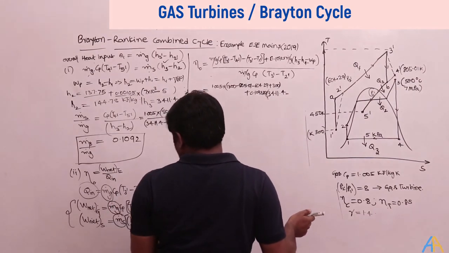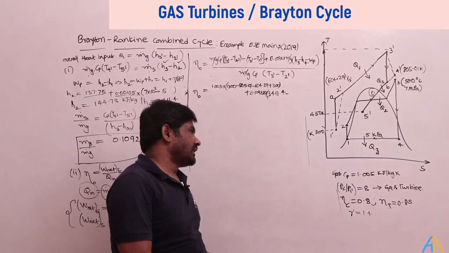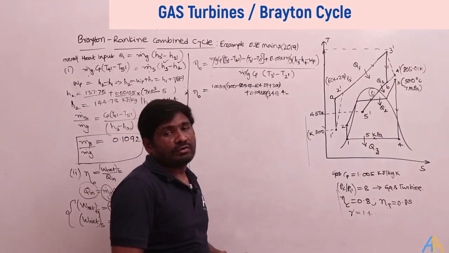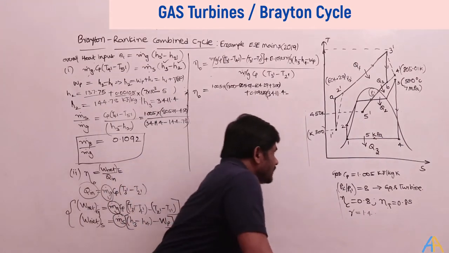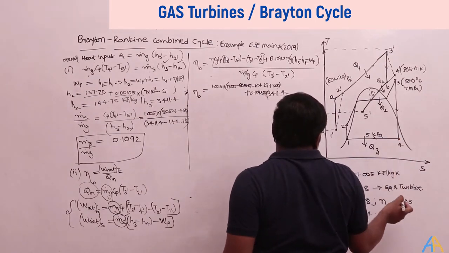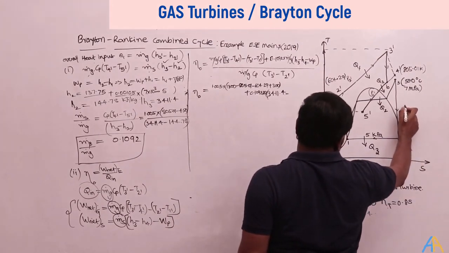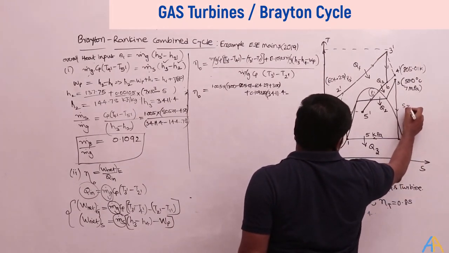What we are writing here, H4? Where is H4? The H4 value we need to find out. How will you find out the H4 value? Again, we will use the logic. See, the H4 value is not at a saturated point, but instead it is in the phase region. So here we will use the logic S3 equal to S4.